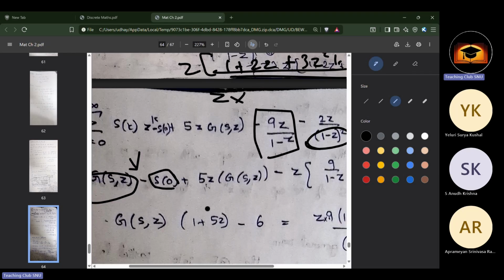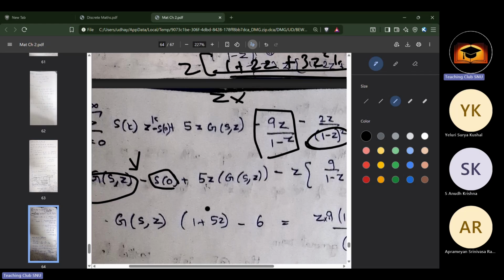See, it is exactly in the form I expect. u_n z power n: if you put 0 there, it will give you u naught. If you put 1 there, it will give you u1 z. If you put 2 there, it will give you u2 z square and so on. So it is exactly g of s comma z, so plus 6 g of s comma z. Is this g of s comma z? It is not. What is g of s comma z? It is actually u naught plus u1 z plus u2 z square and so on.